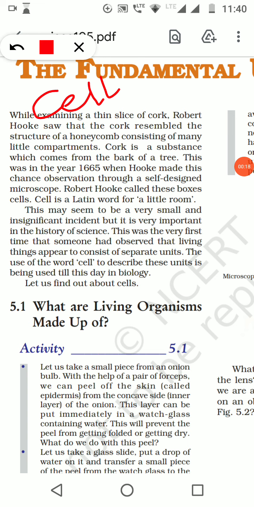Now who discovered the cell? It was Robert Hooke who discovered the cell. And how did he discover it? He discovered the cell by a chance experiment. He was sitting one day in his room, looking through his own made microscope at a cork. When he saw the cork, he found small tiny room-like matter. So it looks something like this.